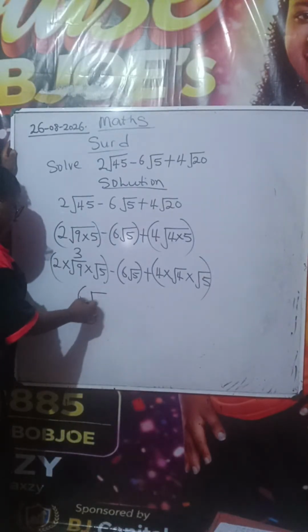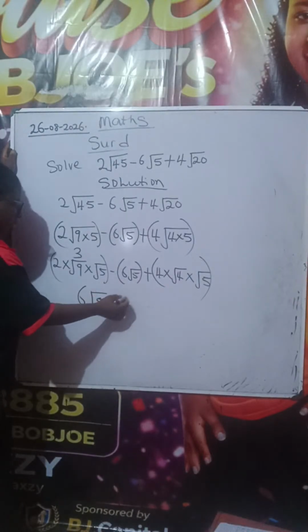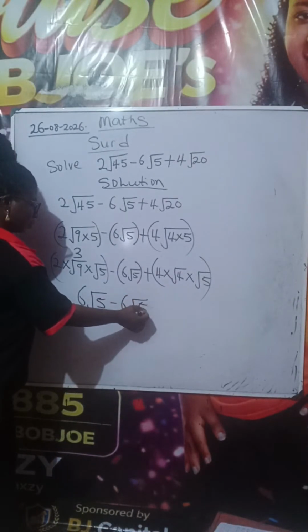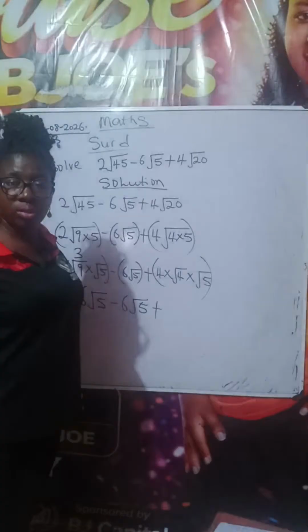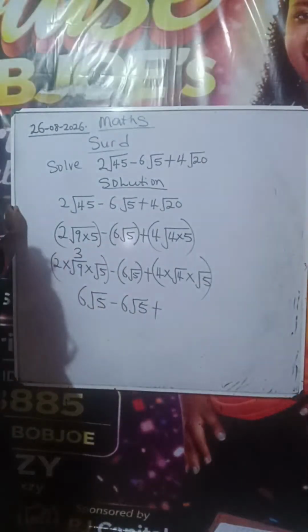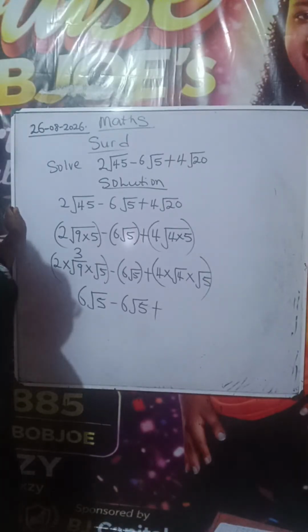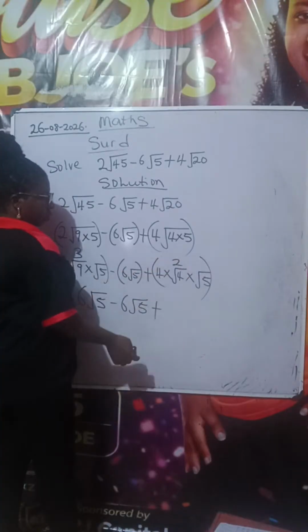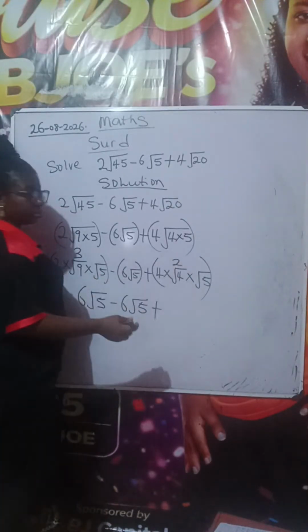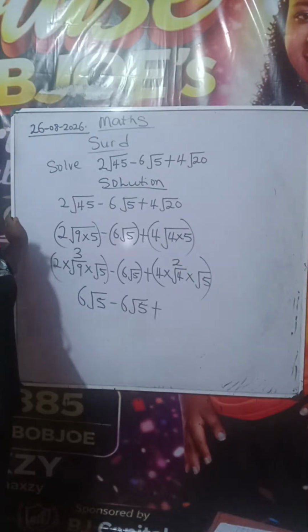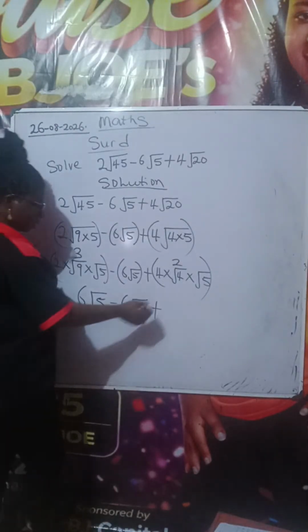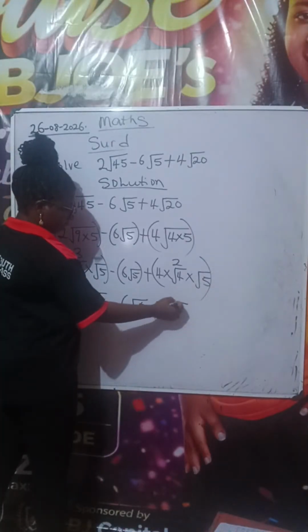Then root 5. Then write this, so minus 6 root 5 plus, what is the square root of 4? Does it have a perfect square root? So the square root of 4 is 2. Then multiply 4 times 2. So 4 times 2 will give us 8. So we have 8 root 5.